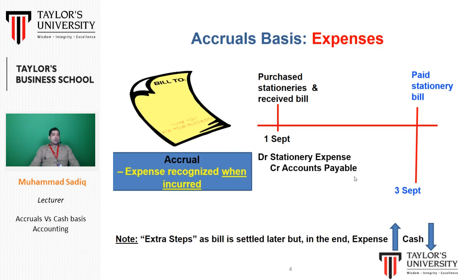Why are we crediting accounts payable? Because we are not paying any amount on 1st of September. We will only be paying on 3rd of September. So on 3rd September, we will credit our cash because the cash will flow out of the business once we pay for our expense. And then you have to reverse the accounts payable which you created on 1st September, because we have to reverse accounts payable once we have paid our cash.